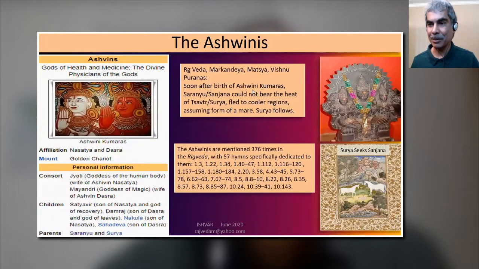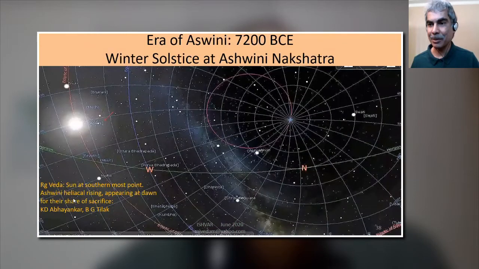She leaves Ashwinis with Chaya, which means Ashwinis are in the northern hemisphere, whereas she's gone to the southern hemisphere, and Surya too has gone to the southern hemisphere according to the story. Once again, this is decoded by Balagangadhar Tilak as well as Abhyankar. They say the Rig Vedic verses that say Ashwinis appear at dawn for their share of sacrifice refer to a heliacal rising of Ashwini, once again at winter solstice, because the sun has gone to the south to search for Sanjana. In the northern hemisphere it is winter solstice. So this phenomenon happened in 7200 BCE, if you decode it correctly.